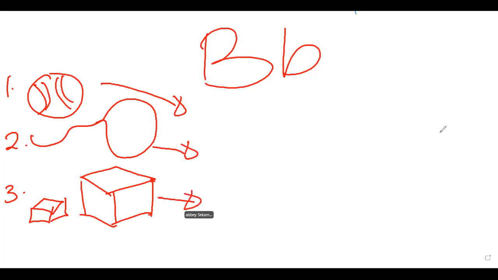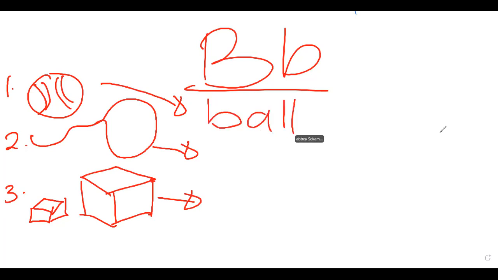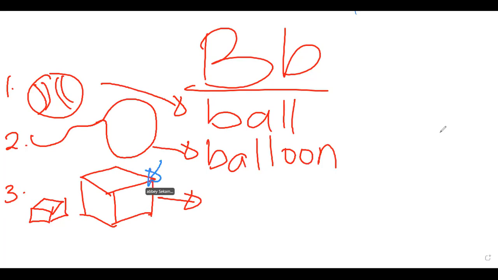Number 1 is a ball. But what about number 2? It's a balloon. How about number 3? This box here. That box is big.